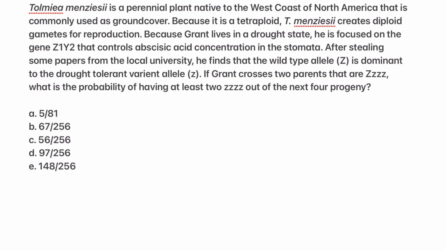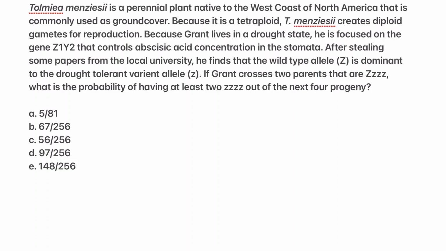I'm going to define some terms in this video, and hopefully this will make sense. So the beginning portion is actually completely unnecessary. Talking about perennial, blah, blah, blah, that is extraneous information. The most important thing you need to know is that it's a tetraploid and that it creates diploid gametes for reproduction. So that is one key thing that we have.